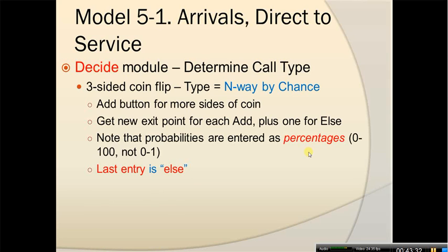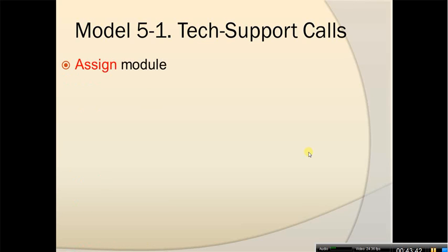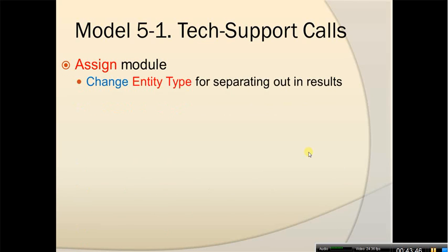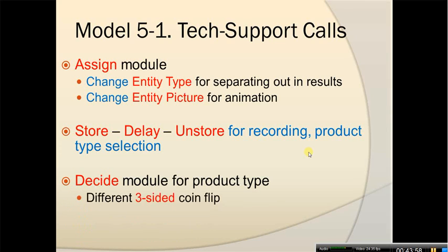And the last entry is else, and we're going to direct calls to one of tech support, sales, or order status areas. So in tech support calls, we're going to have an assign module, change entity type for separating out results, change entity picture for animation. We're going to have store delay and store for recording and product type selection. And then we're going to have a decide module for product type.